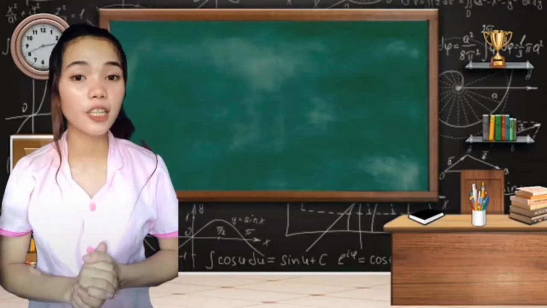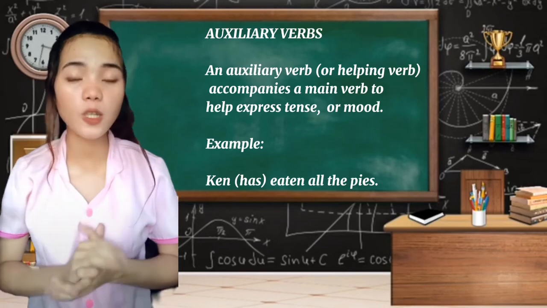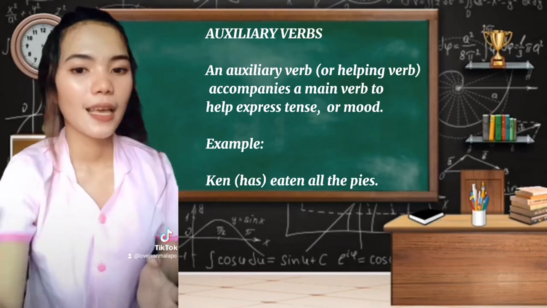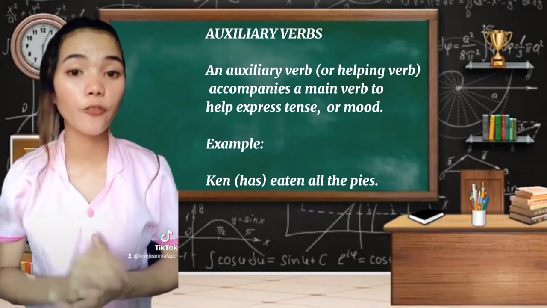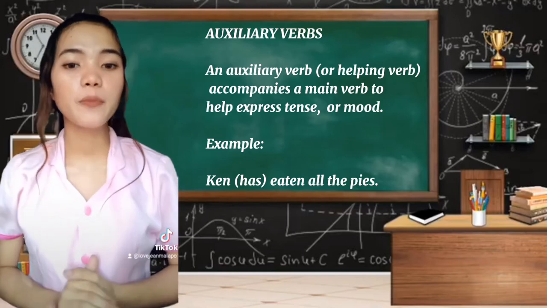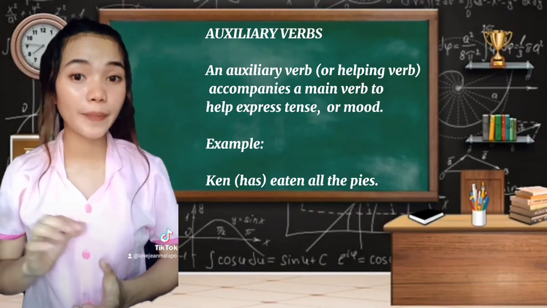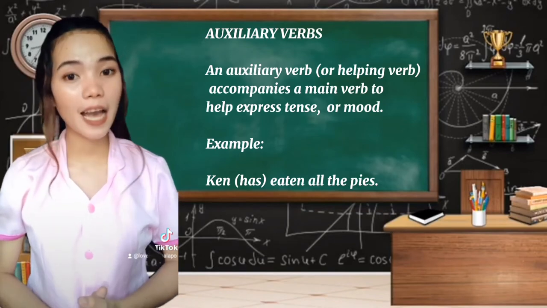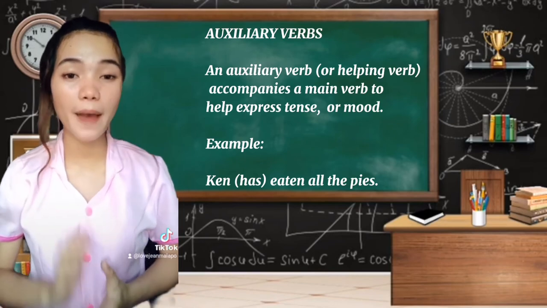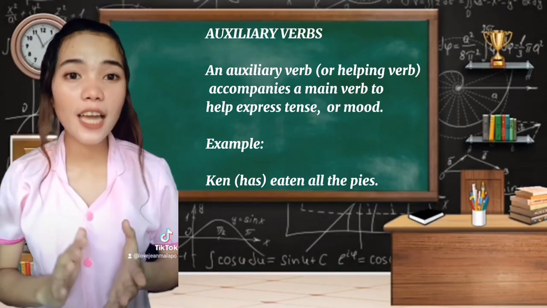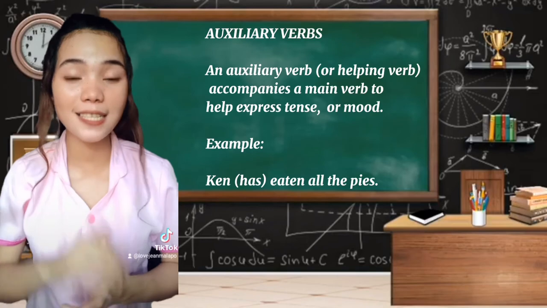The next is the auxiliary verb. So an auxiliary verb is also known as the helping verb. It accompanies a main verb to help express the tense, voice, or mood. The most common auxiliary verbs are be, do, and have. For example, Ken has eaten all the pies. Here, the auxiliary verb has helped to express the tense.